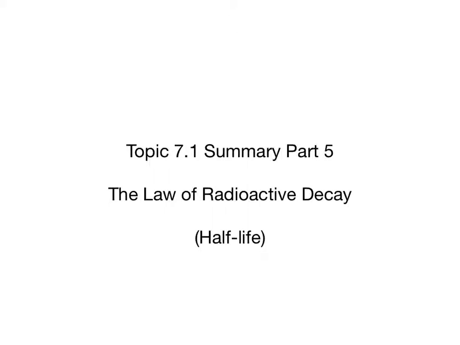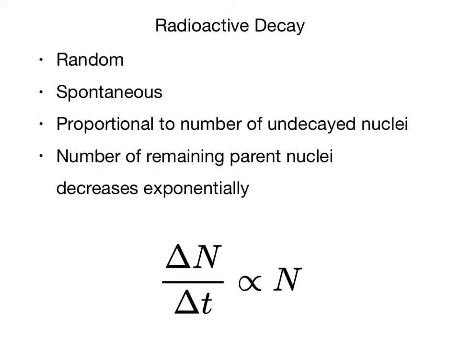Topic 7.1 Summary, Part 5, The Law of Radioactive Decay. We're going to talk about half-life. When the atoms in a substance are giving off alpha or beta particles, or gamma rays, we say that the material is radioactive. The process of giving off an alpha or beta or gamma ray is called radioactive decay.